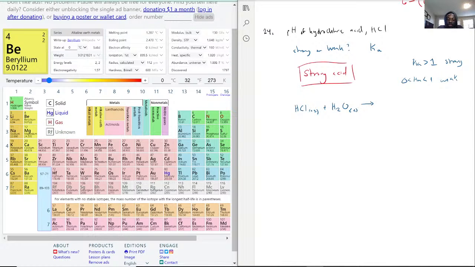Okay, there's no backwards arrow. This is just going to form Cl minus plus H3O plus. Because it dissociates completely, there's going to be a 1-to-1 ratio. For every 1 mole of HCl, there's 1 mole of Cl minus, and more importantly, 1 mole of H3O plus.